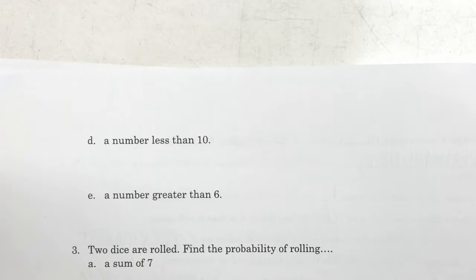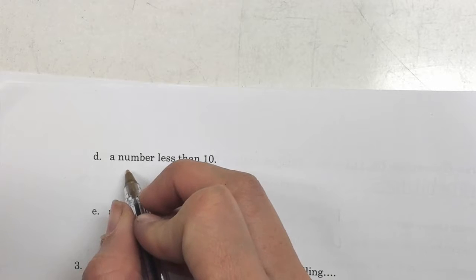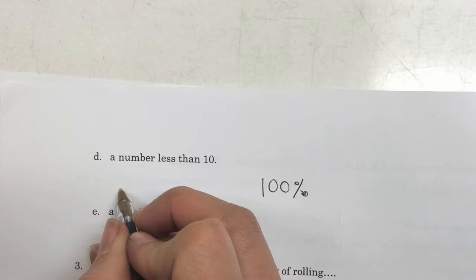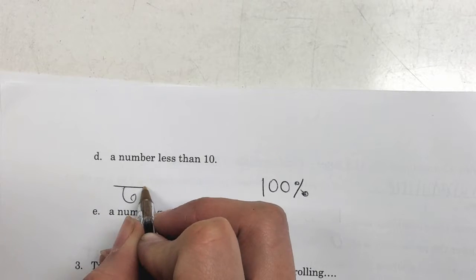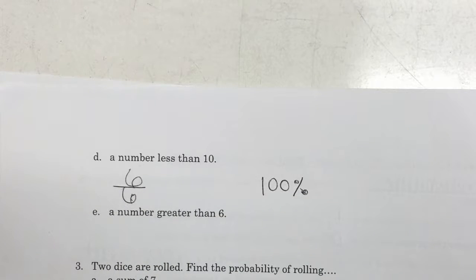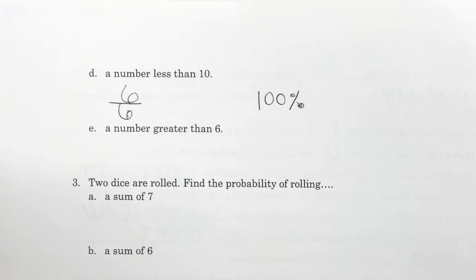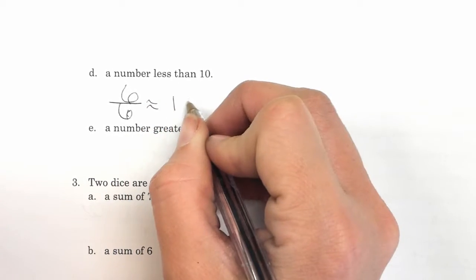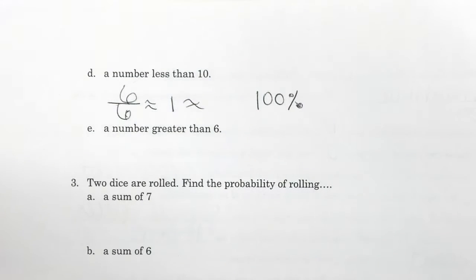Alright, let's go over these together. Anybody want to help me with part D? Alandria, what'd you get? 100%, because how many different numbers are there on a die? 6. How many of those are less than 10? All 6 of them, right? Remember, you couldn't have 9 because there's not 9 numbers on a dice. Your top number will never be greater than your bottom number with probability. So this would be 1 if we simplified it. Times 100, that's going to be 100% chance.